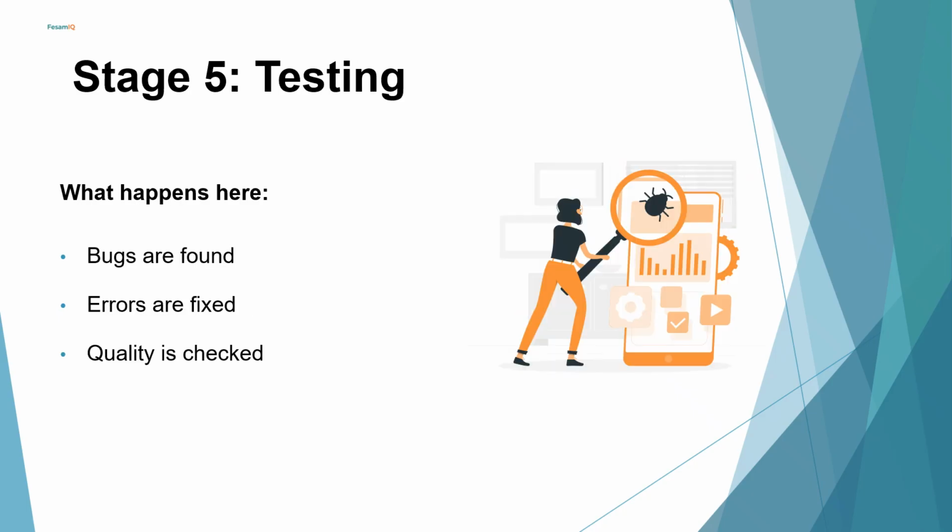So let's look at what comes next, which is the testing stage. So after the product or the software is created by the developer or the software engineer, testing is done to ensure the software works as expected. So what happens here is that bugs are checked, and sometimes they are found. Errors are fixed at this stage. Quality is also checked at this stage. And remember, no software is perfect, but testing makes it better.